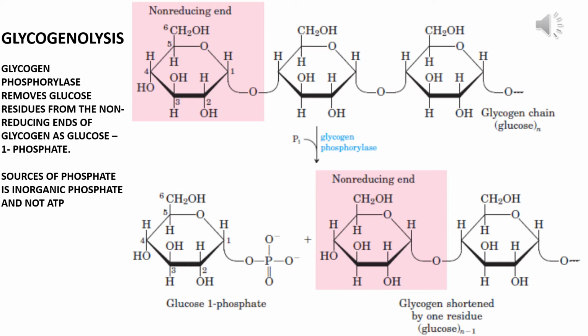Glycogenolysis. Breakdown of glycogen. The enzyme is glycogen phosphorylase. The enzyme removes glucose residues as glucose 1-phosphate from the non-reducing ends one by one. And from where is the phosphate obtained? It is not from ATP. It is merely from inorganic phosphate. So remember, the product formed in this reaction is not glucose. It is glucose 1-phosphate.